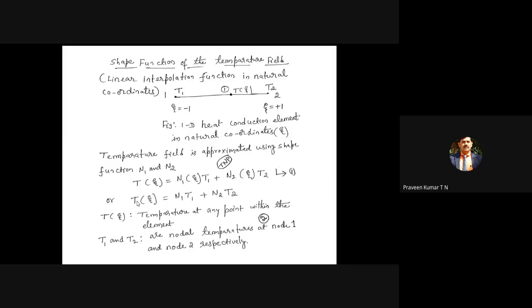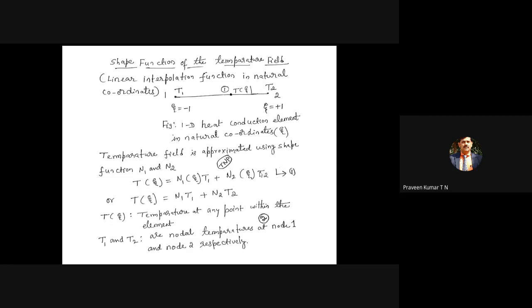So now we can write it as T of xi. T1 is known at xi equal to -1. T2 is known at xi equal to +1. So at any point within the element, T of xi. What is the value of T at xi equal to 0? What is the value of T at xi equal to -0.9? What is the value of temperature at xi equal to 0.5, etc.? Those values we can find out by using this equation.